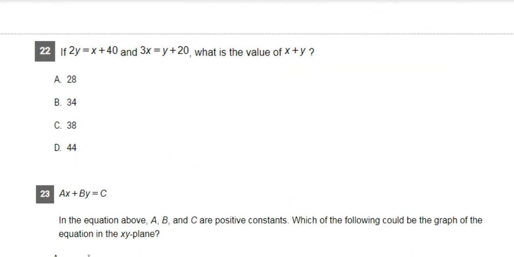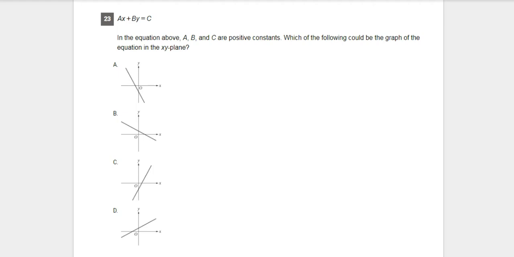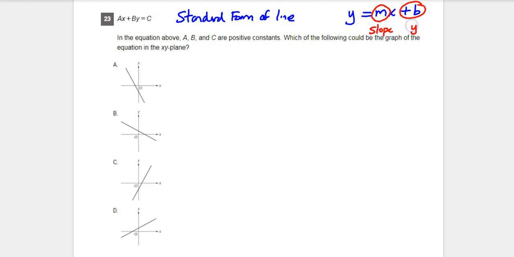All right, problem number 23. You may not recognize this form up top as well as the other one, but this is the standard form of a line. You're probably a lot more familiar with the slope-intercept form, which is really useful for graphing because you know that the number in front of the x is the slope, and the number here is the y-intercept, which is very helpful. But standard form is a little bit trickier.